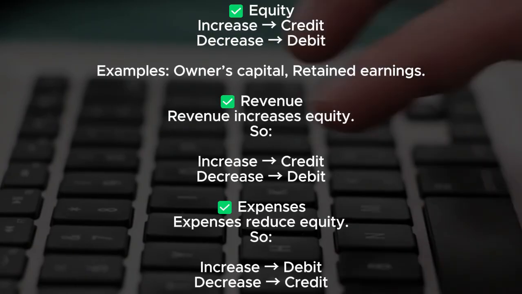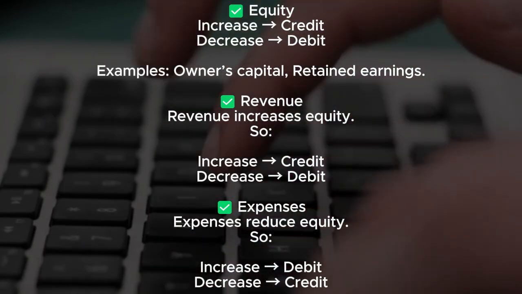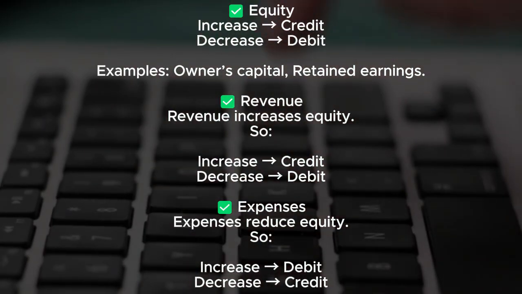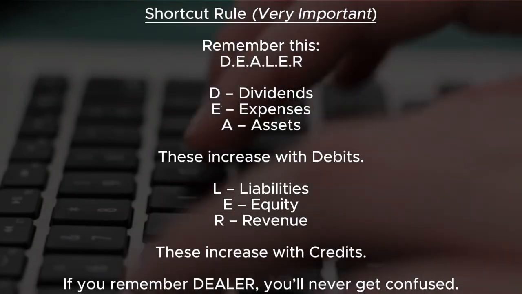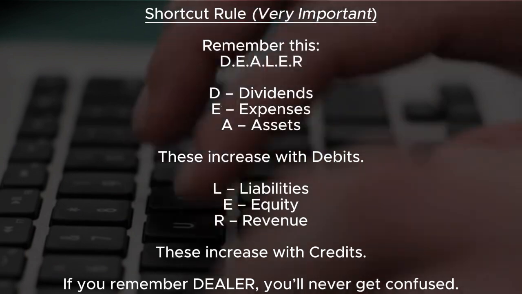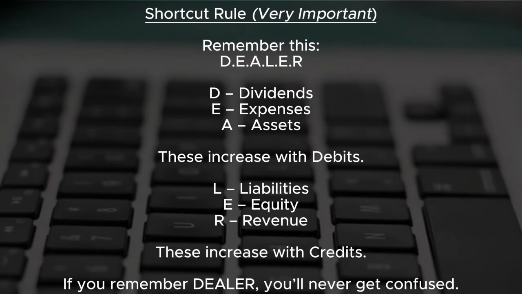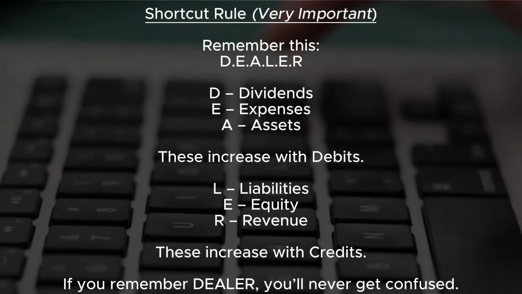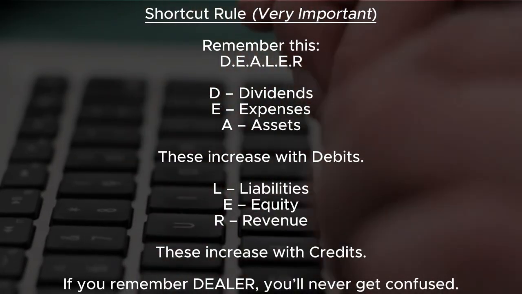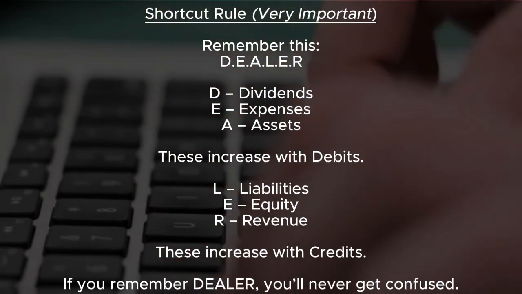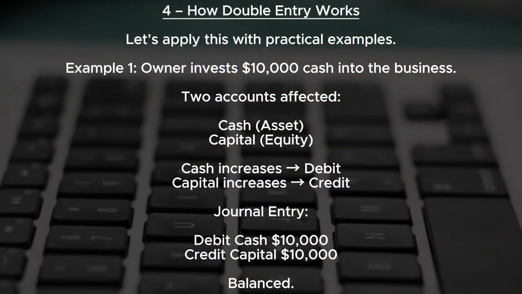Revenue increases equity, so increase credit, decrease debit. Expenses reduce equity, so increase debit, decrease credit. Shortcut rule, very important. Remember this: DEALER. D dividends, E expenses, A assets, these increase with debits. L liabilities, E equity, R revenue, these increase with credits. If you remember DEALER, you'll never get confused. 4. How double entry works. Let's apply this with practical examples.